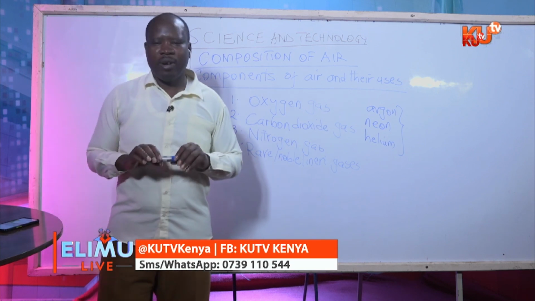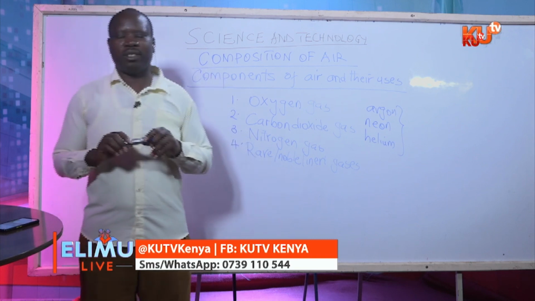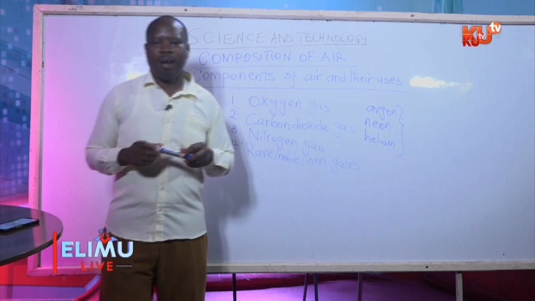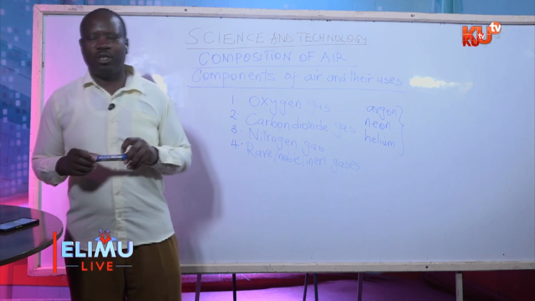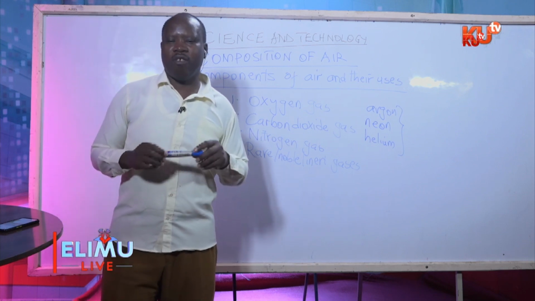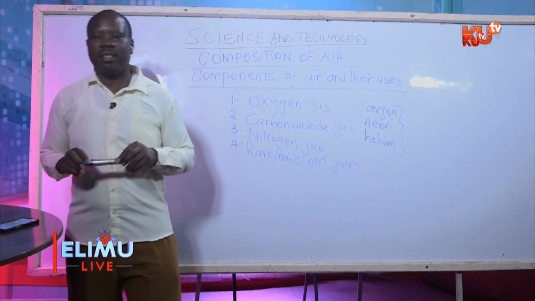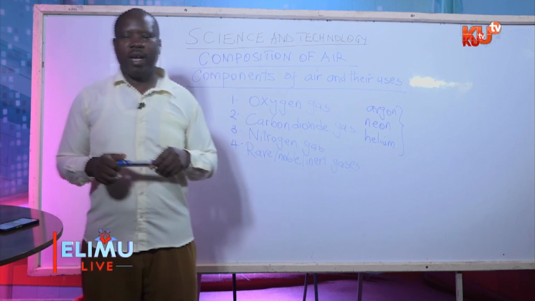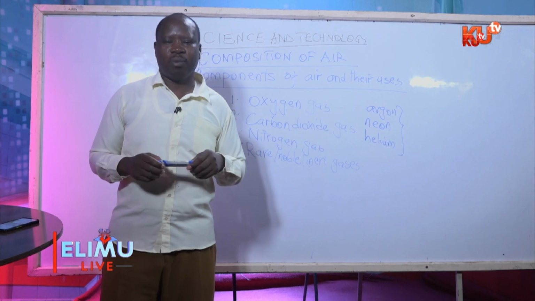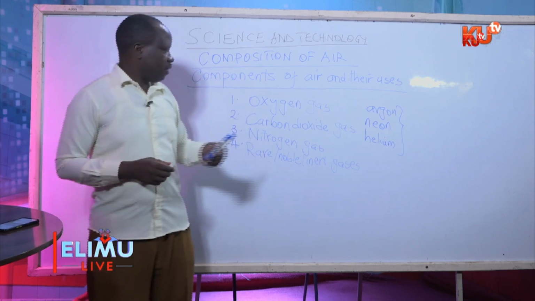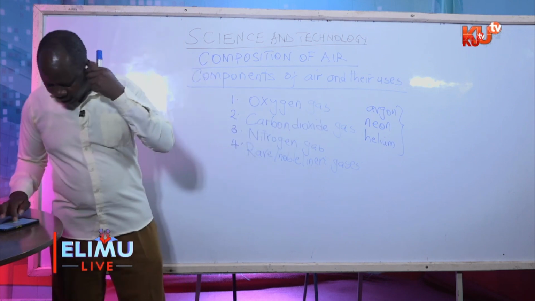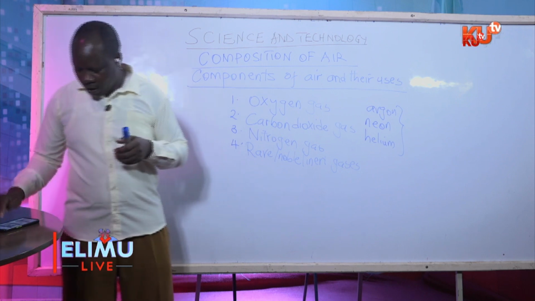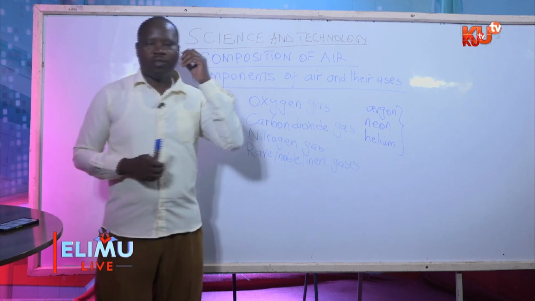Having reached there, we now get that the 3 uses of oxygen are, number 1, we use oxygen during breathing. Number 2, oxygen is used during combustion or burning of items. And number 3, oxygen is used during germination of seeds, where seeds grow and develop into plants. Those are the 3 uses of oxygen gas. So if you are asked, then you can get that oxygen is used in those 3 ways.